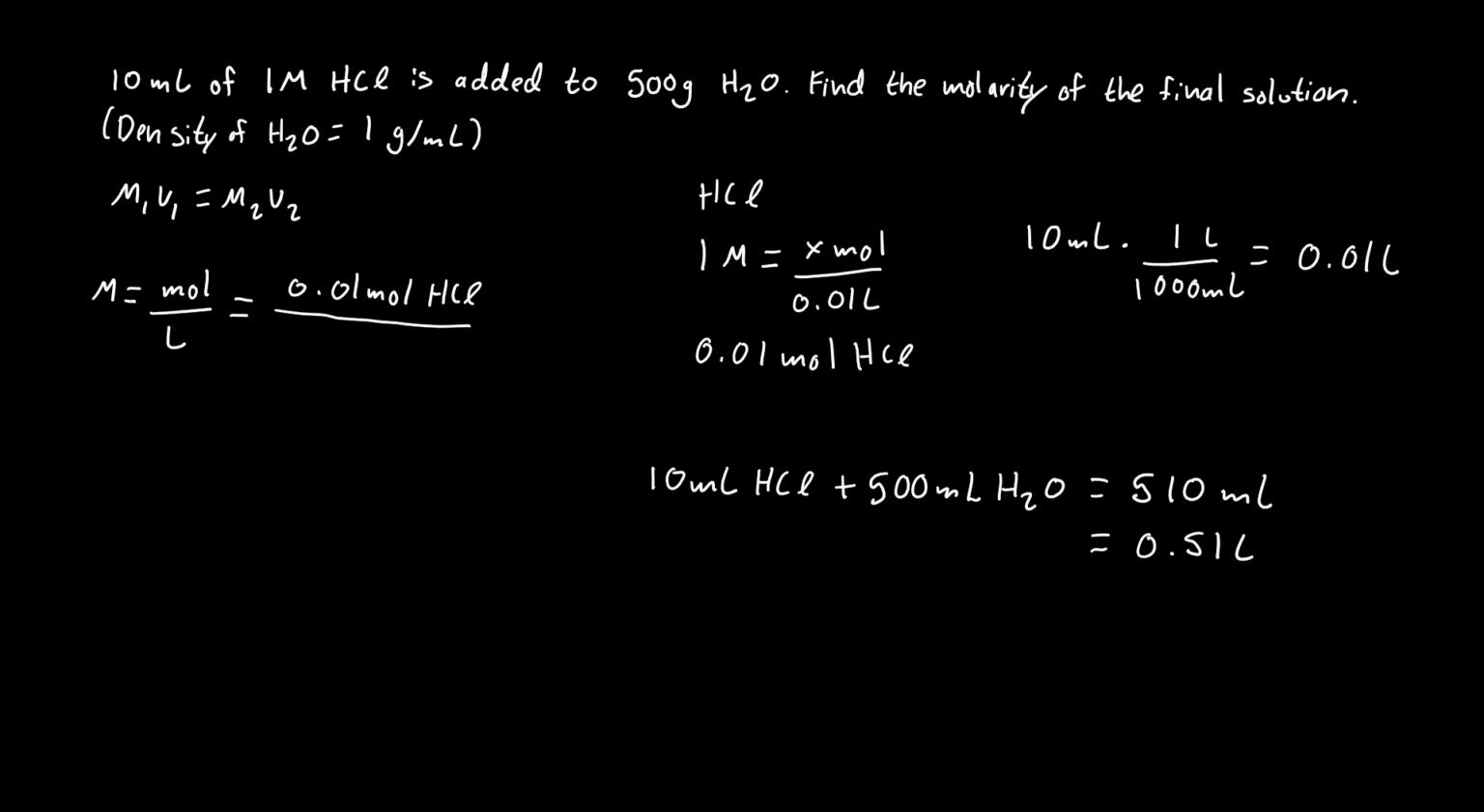So plugging that into the start, we have 0.01 moles of HCl divided by 0.51 liters of our solution. And if we plug that into our calculator, we should get 0.0196 molar. And since it looks like we have two significant figures from the 10 milliliters, we can say that the final concentration will be 0.02 molar HCl.